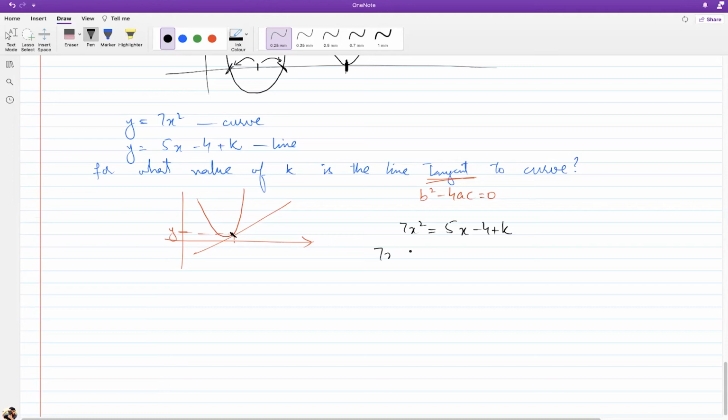So now we solve it. 7x squared minus 5x plus 4 minus k is equal to 0. And by making it equal to 0, I have reached roots. If we did not make it 0, I will not be able to talk about roots because y 0 hoga to roots banegi.